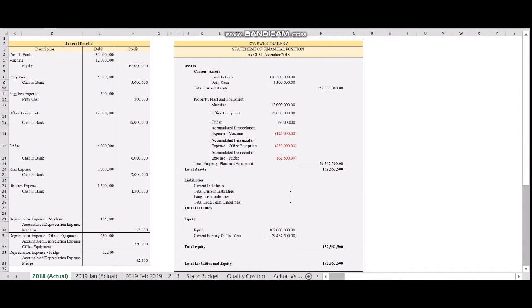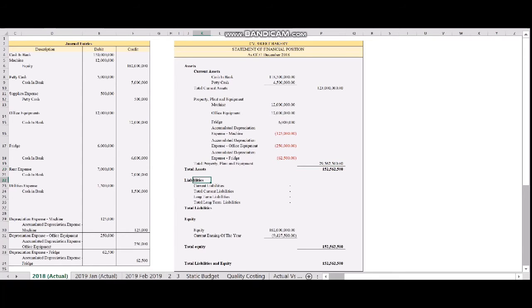We also have to make statement of financial position for Sweet Bakery as of 31st December 2018. Cash in bank plus petty cash. This is the total current asset. Next, property, plant, and equipment. There are machine, office equipment, fridge, less accumulated depreciation expense machine, accumulated depreciation expense office equipment, accumulated depreciation expense fridge. This is the total property, plant, and equipment. And you will get the total asset.